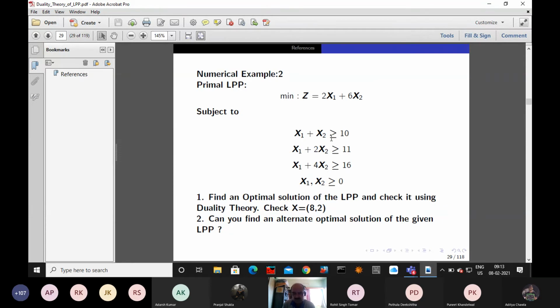Now we'll solve. The question is, can you find an alternate optimal solution of this problem? What is your answer? Can you find? We have to solve more problems, otherwise this concept will not be clear. So there are a few more problems. Try in a similar manner and conclude. And if there is a query, you can discuss.